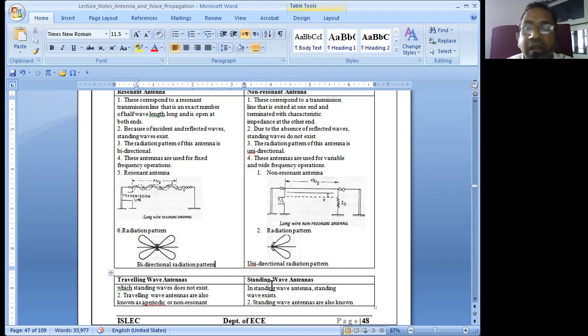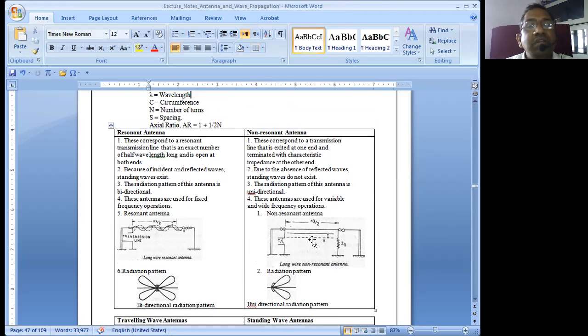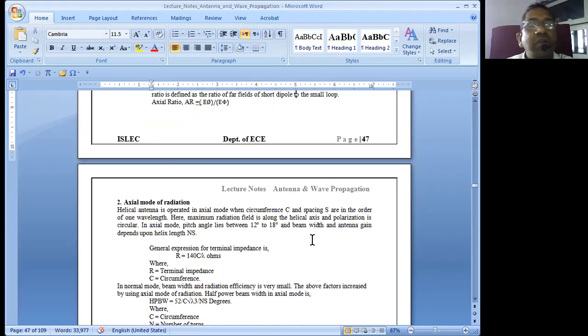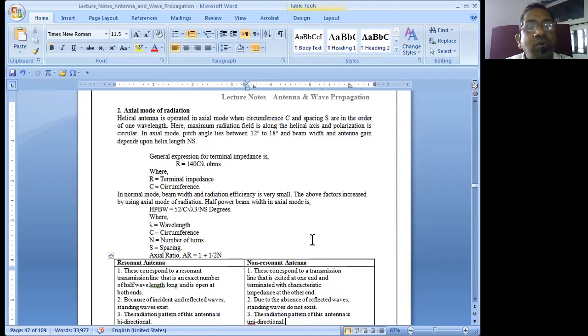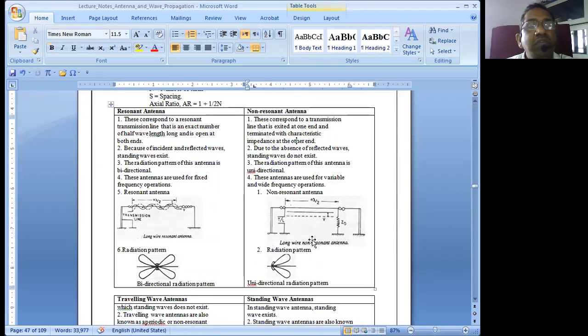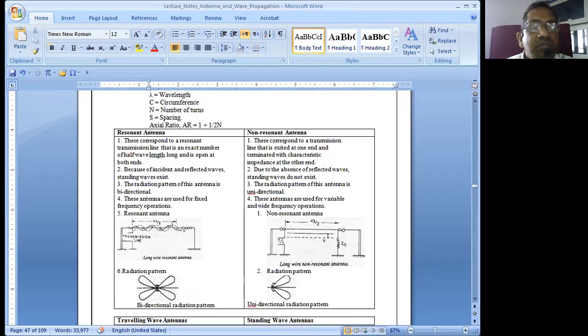With this, we end the basic theory of loop antennas and helical antennas. In tomorrow's class, we will go further and deal with some of the types of antennas, for writing short notes in the examination.